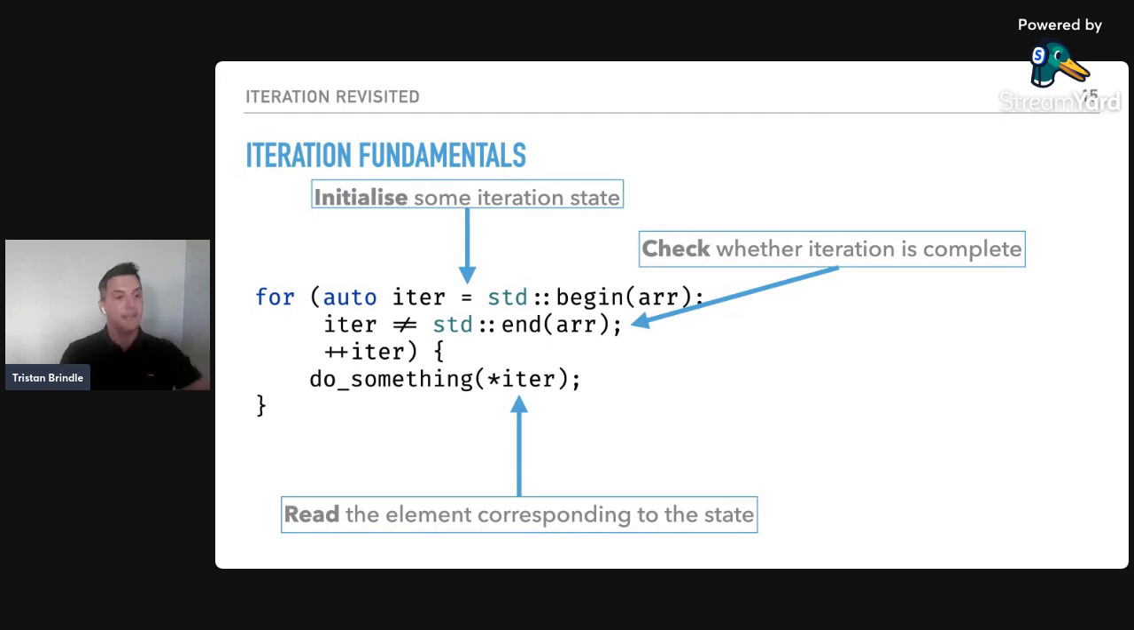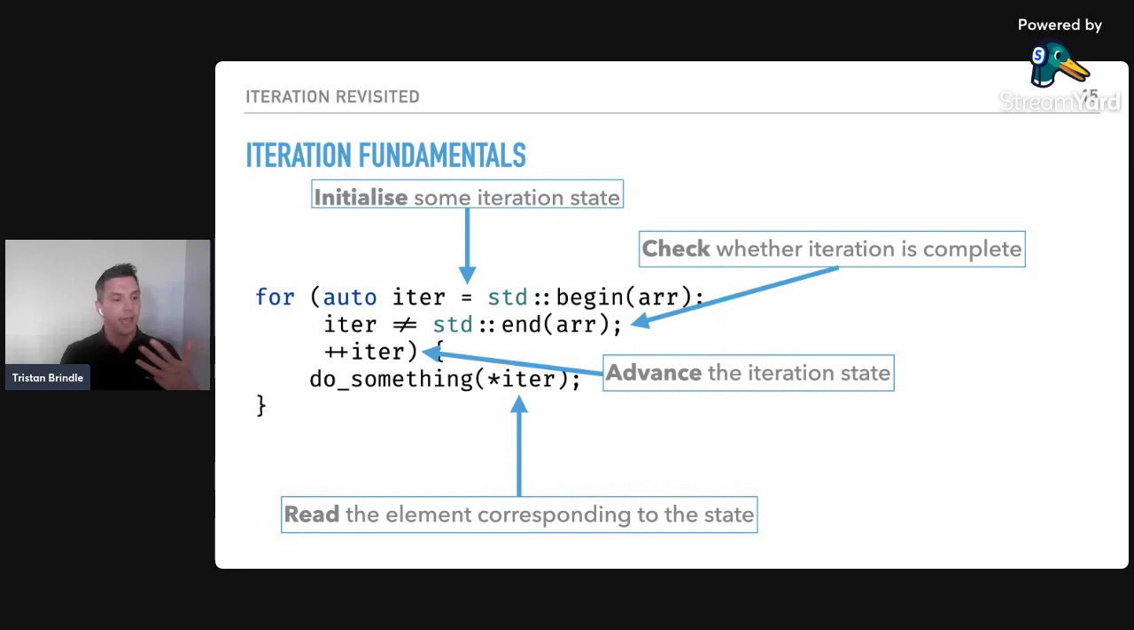We need some way to read the sequence element corresponding to our safe state. If we can't do that, then it's not a very useful iteration scheme. So we need a read operation. And with iterators, that's the dereference operation, right? And finally, we need some way of advancing our iteration state so that we're now moving on to look at the next element in our sequence.